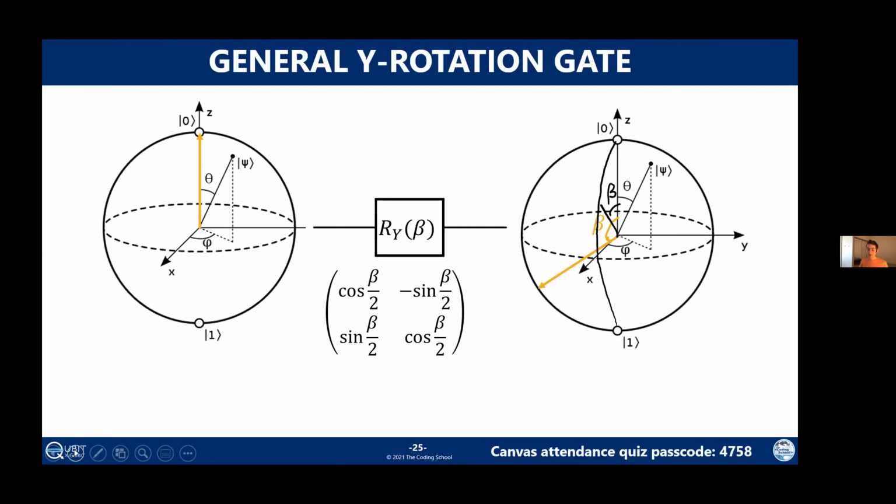Okay, so here is the matrix for these kinds of rotations. Again, you can just plug in some angle beta that you want to rotate by, and that's how you get a matrix for the rotation.